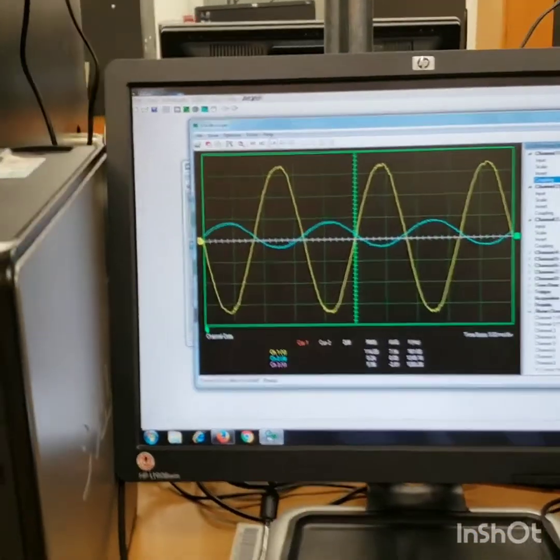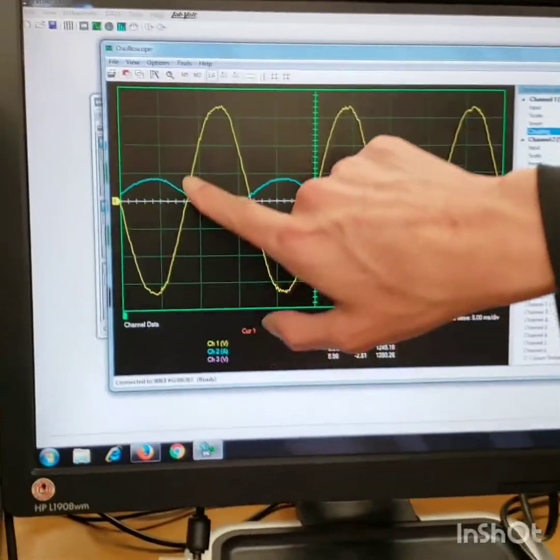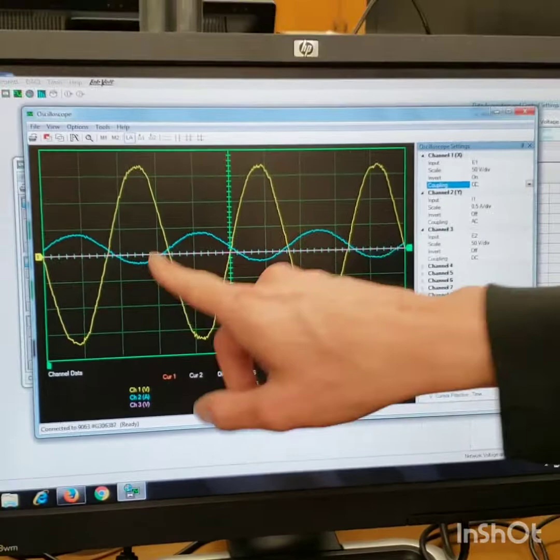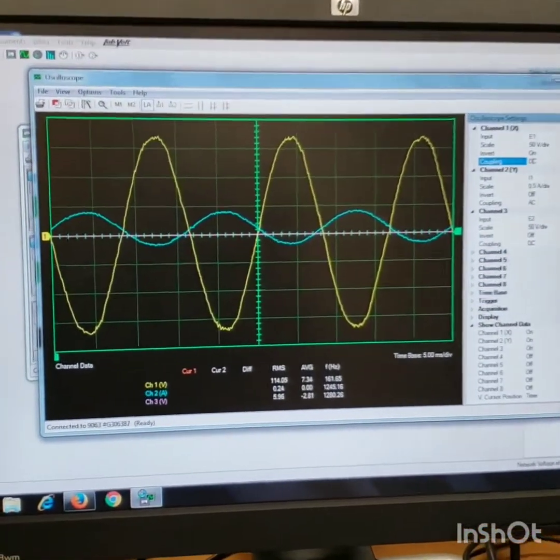So that's the input voltage, and this one is with the load. The input voltage is this yellow line right here, and this is the output voltage, the tiny blue line, with a resistive load.